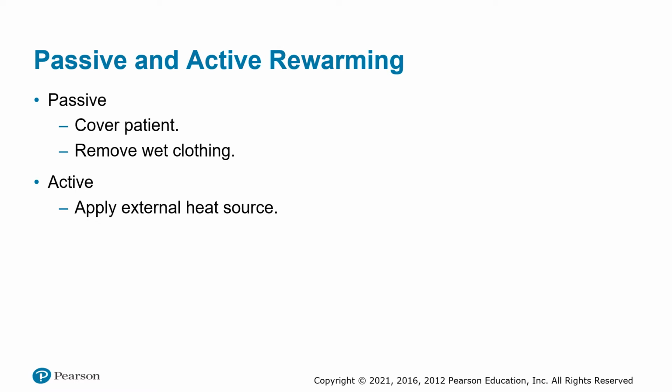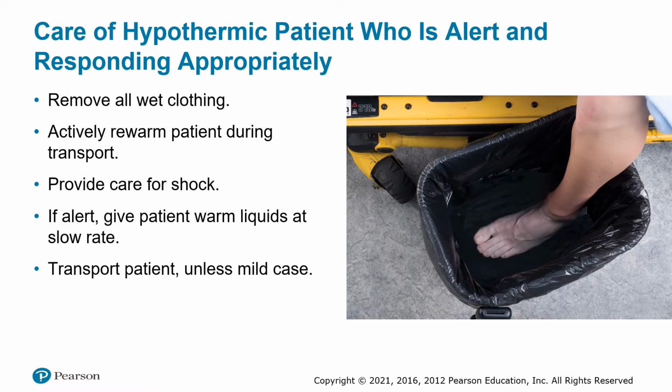So how do we get these patients rewarmed? There's passive and active. Passive rewarming involves covering the patient and removing any kind of wet clothing. Active rewarming is where we apply some type of external heat source. Typically, we're going to do the passive type of rewarming because we don't want to rewarm them too fast, because it can cause damage.